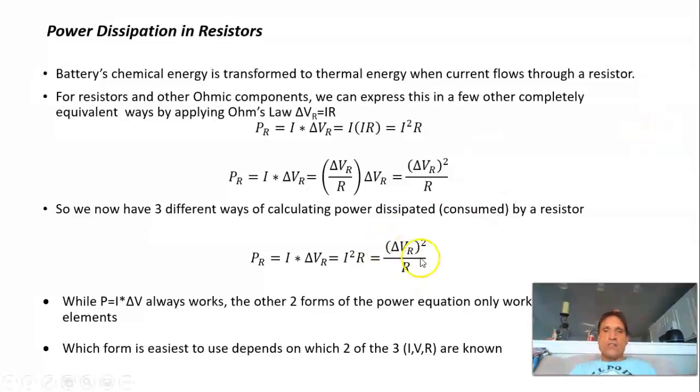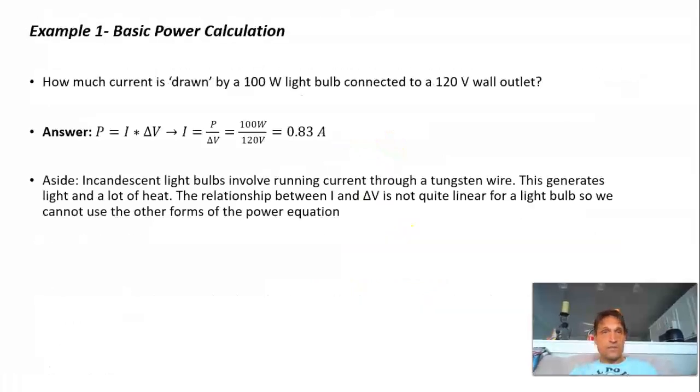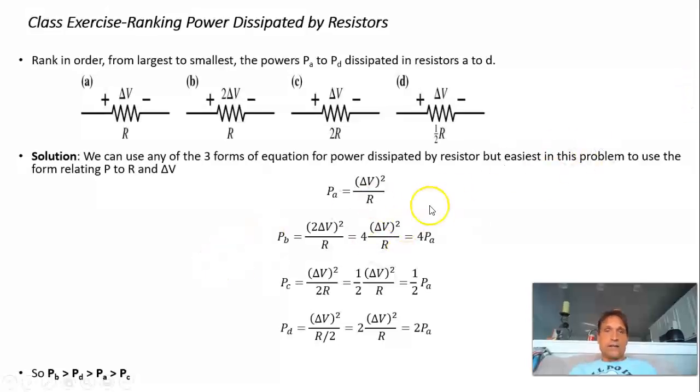Now in this case, this third form is the easiest one to use because we already know delta V and we know R right off the bat. So this one, we can use all of them by using Ohm's law on this, but let's just use this third one because we already have delta V and R in hand. So we plug that in, and you get P_A equals delta V squared over R. Okay.